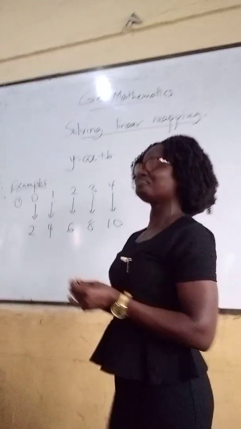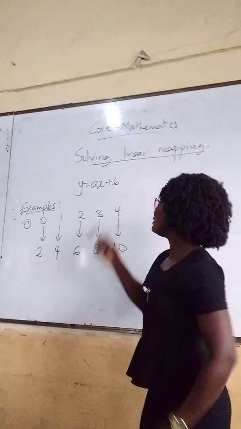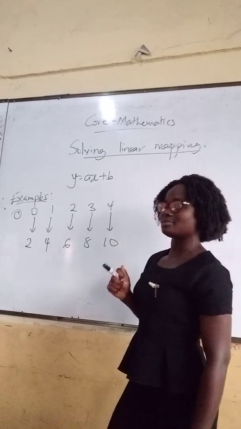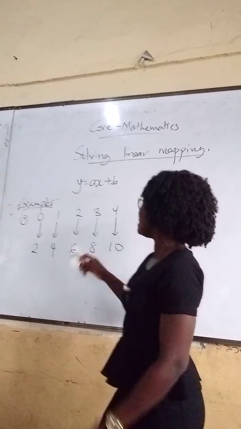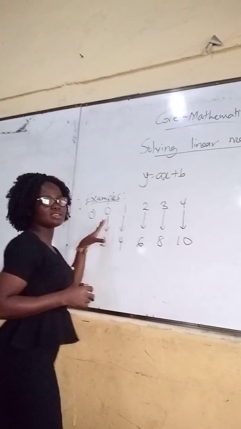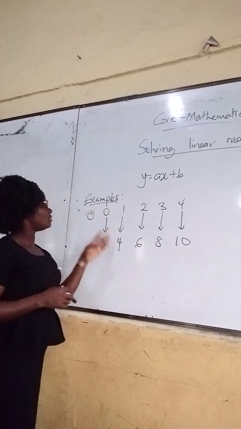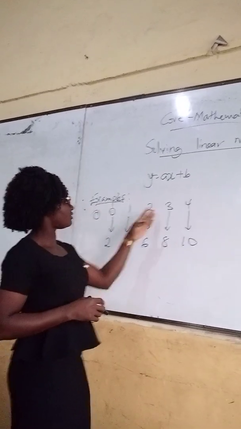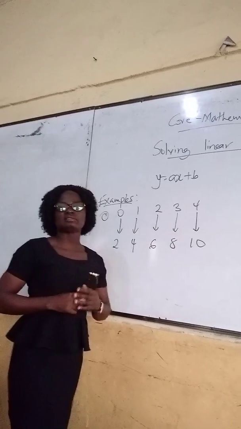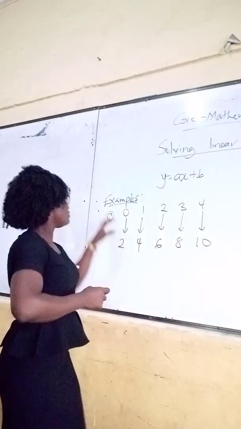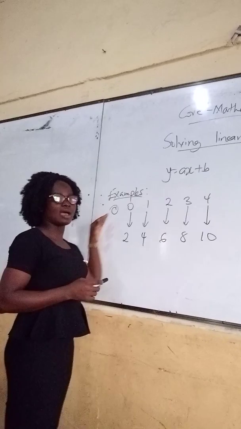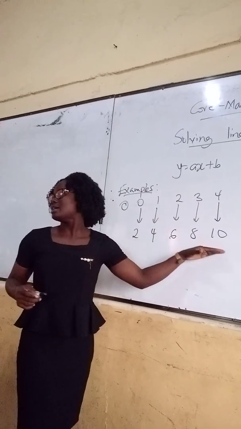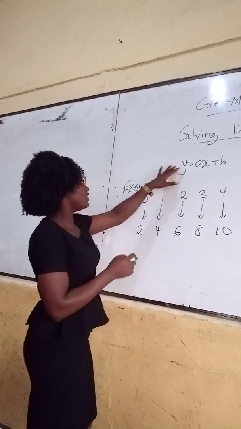Good morning, class. Okay, last week we learned how to solve linear mapping. Let's try more hands on it. So in this case, we have an example like this. 0 maps to 2, 1 maps to 4, 2 maps to 6, 3 maps to 8, and 4 maps to 10. And these ones are x values, and these ones are what? Y values. And we know the formula as well.